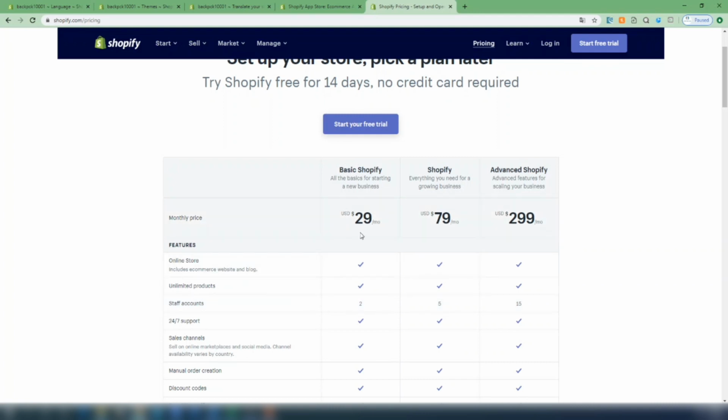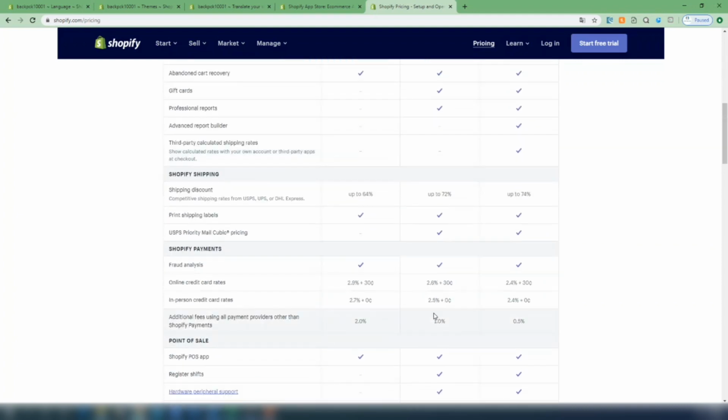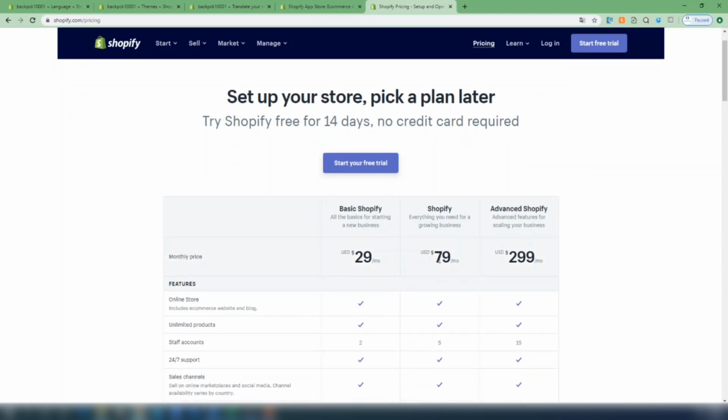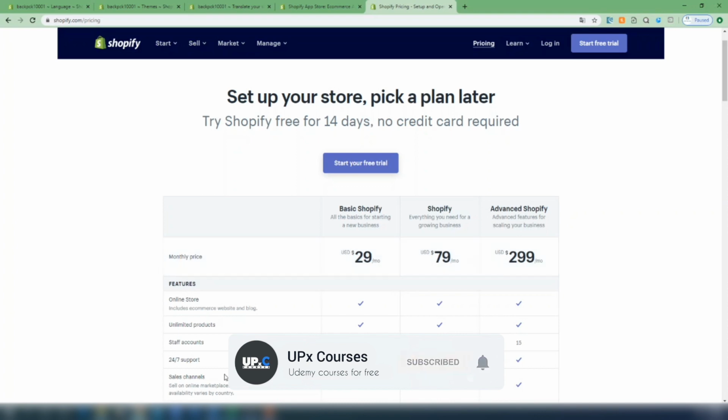If you already have a business, which is right now a physical business and not online, and you already have customers and employees, then I suggest you go with this one right here, because you will have 5 staff accounts. You'll be able to put 5 people on the store to work on it, and the fees are far less than the first one. If you're just starting out, go with the basic one. If you already have a business, go with this one, and when you scale your business, maybe then think about going with the Shopify Plus account.